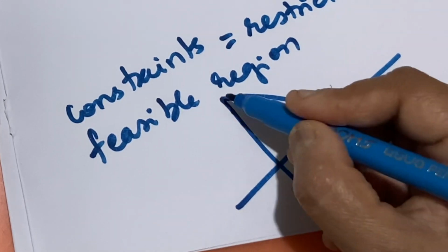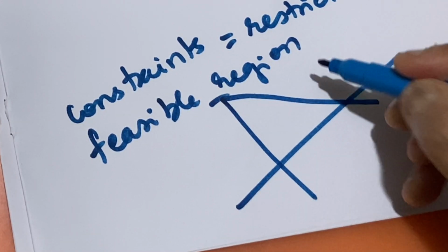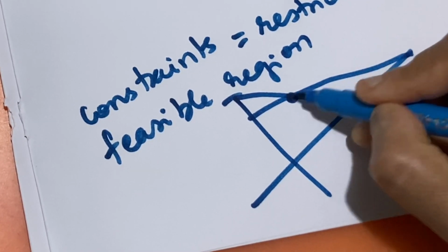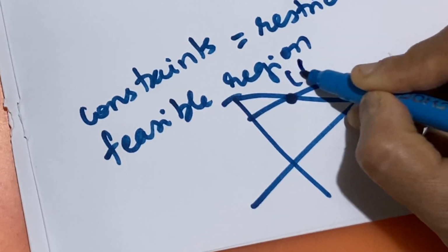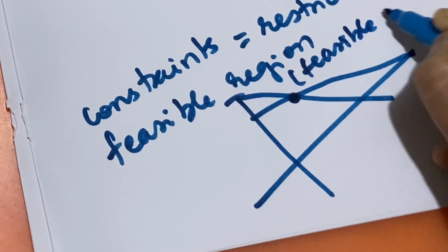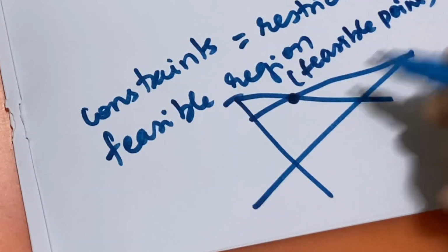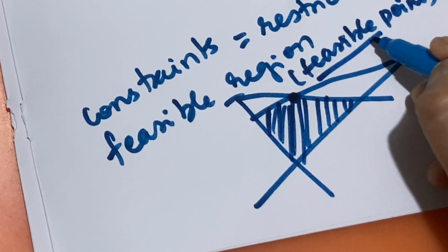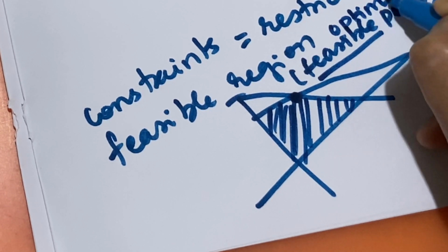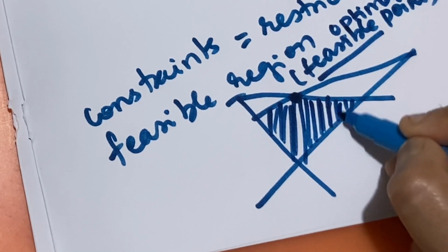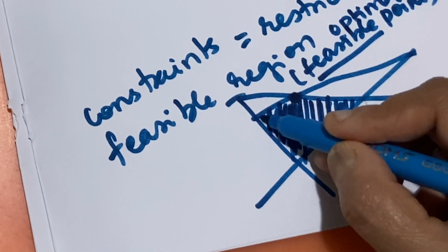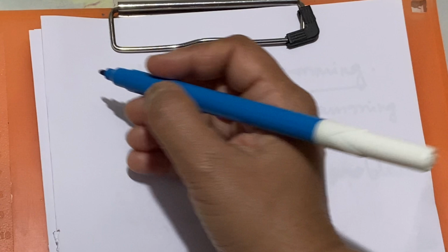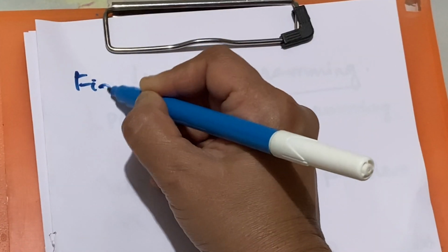If I have one line like this and another line like this, then this point, corner point, is called feasible solution or feasible point. This is called feasible area. This is called optimal point. The solution will lie within this area or on this region. We will understand the concepts with an example.